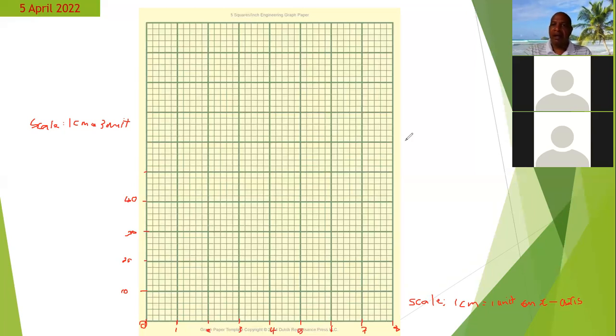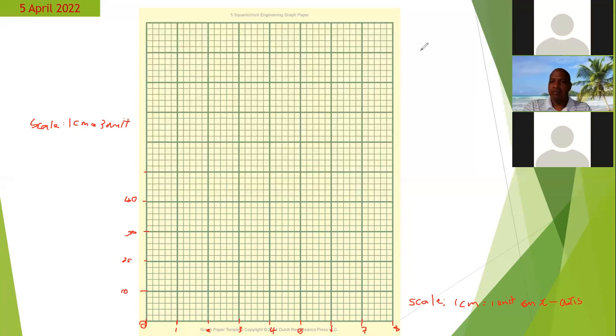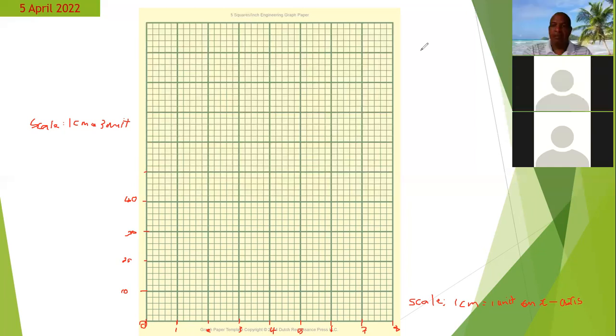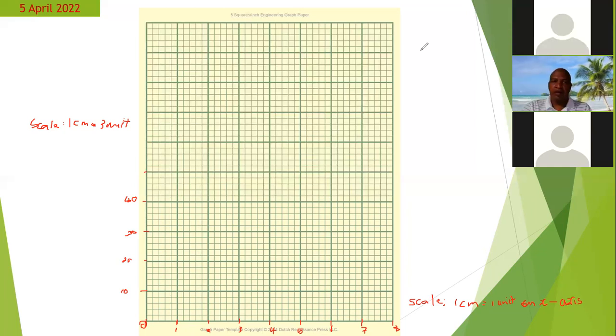Is everybody clear on how to determine your scale? Guys, raise your hand if you are clear on that. All right, this way some. Miss Brown, who else? All right.